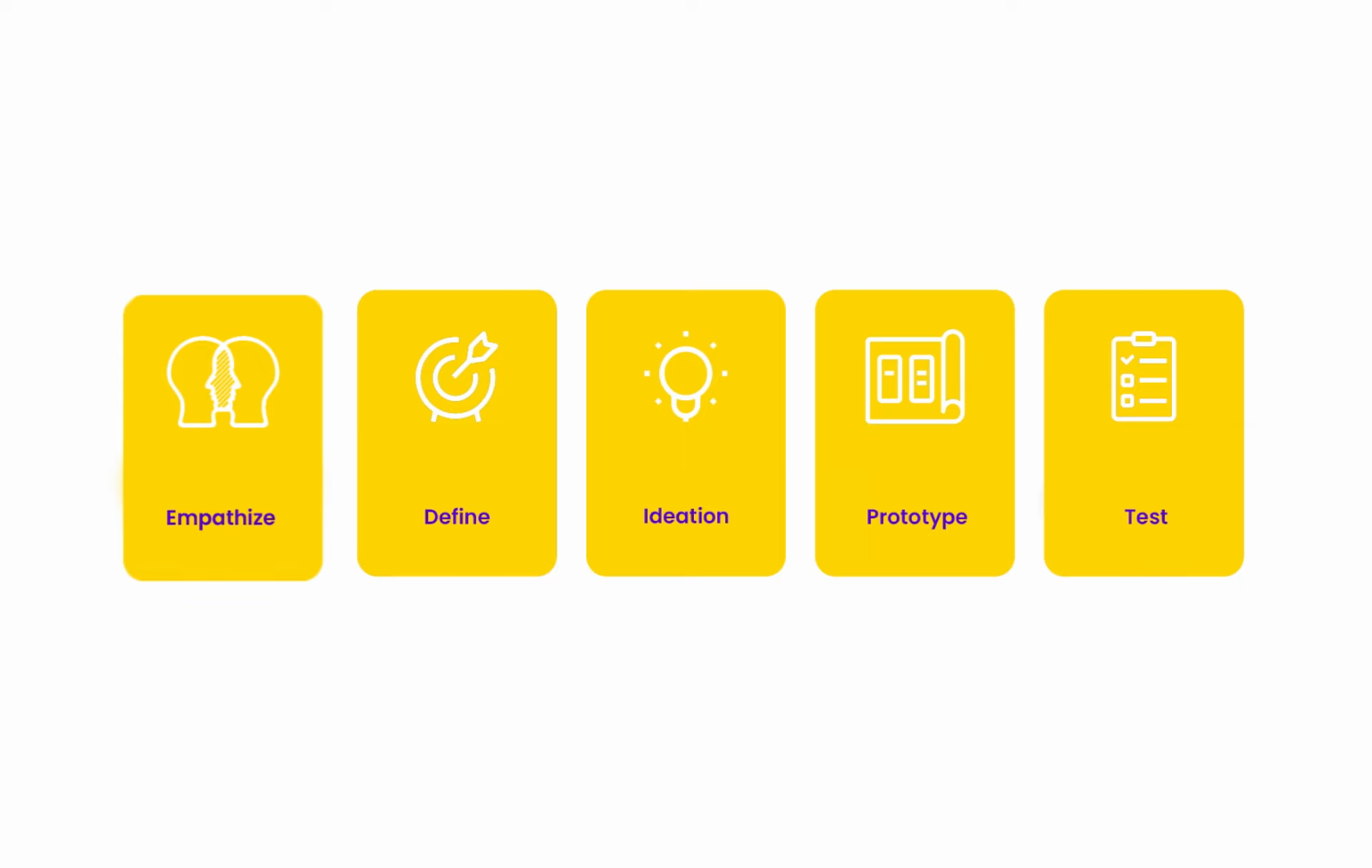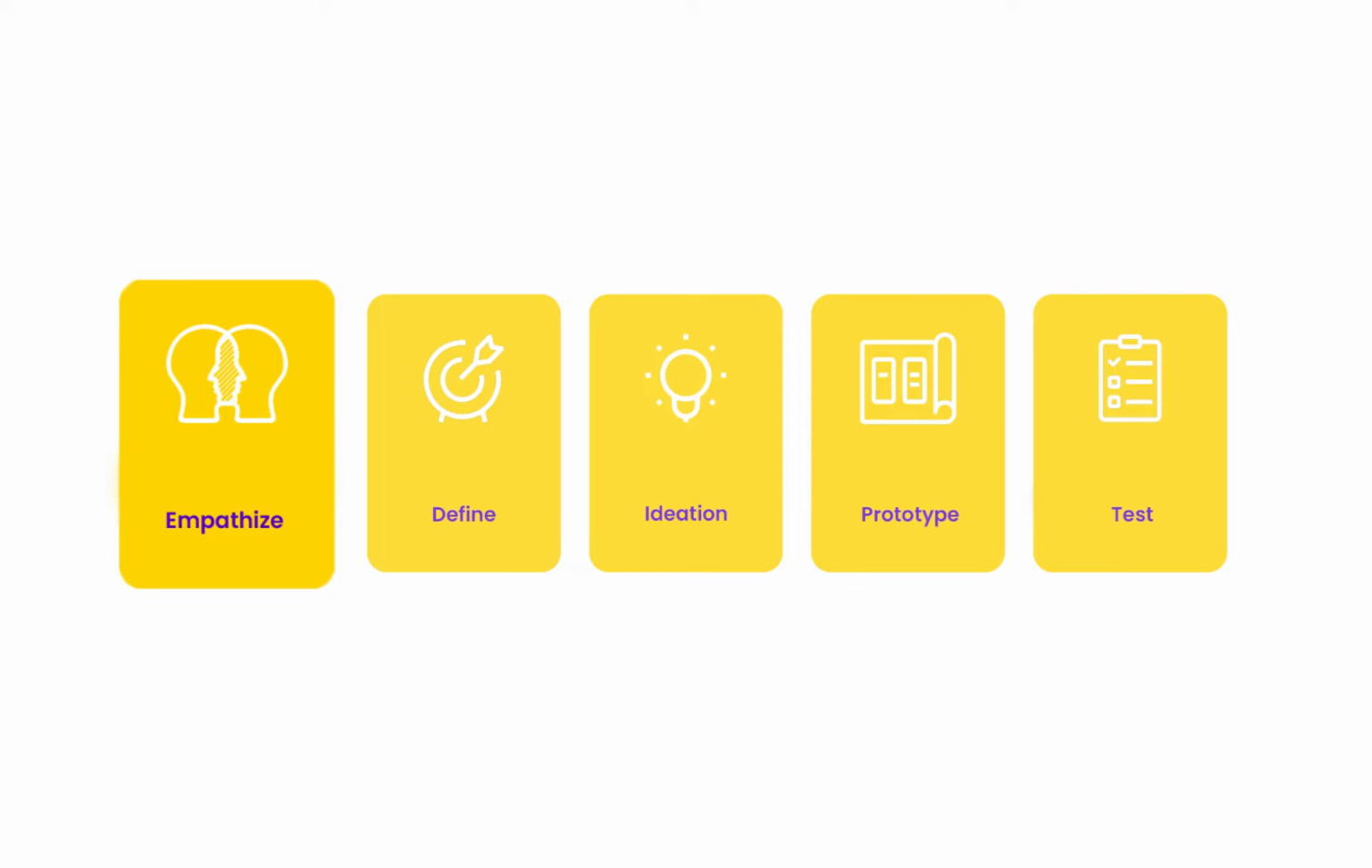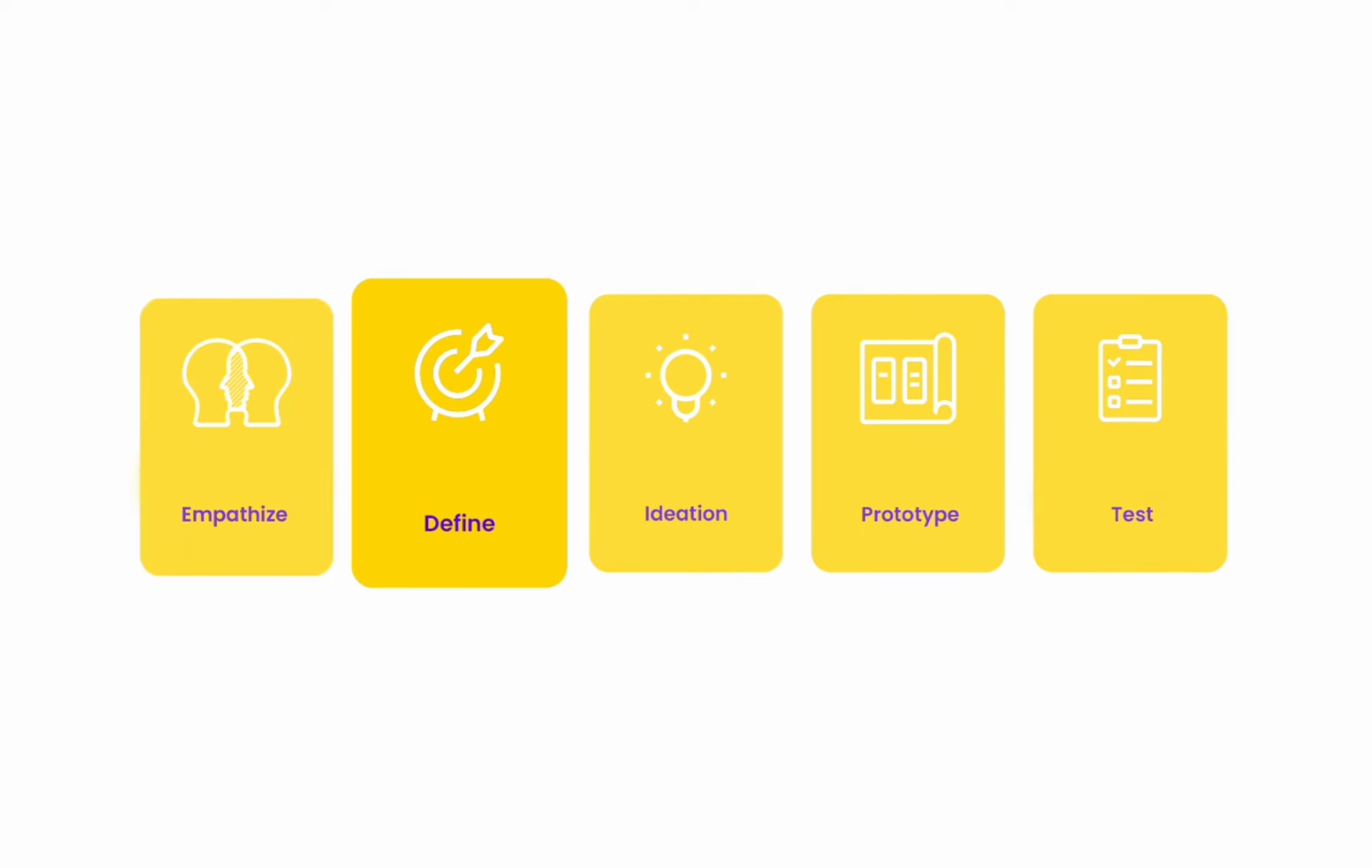First stage is empathize. In this stage, we have to understand who the user is, what his needs are, and what problem he is facing. We collect data through various research methods. For that, we use quantitative research and qualitative research. With these methods, we collect all the information from the users. Based on this information, we move to the next stage, define.